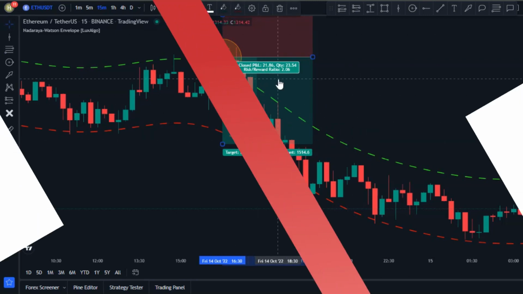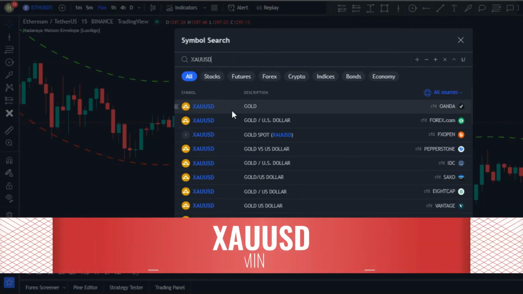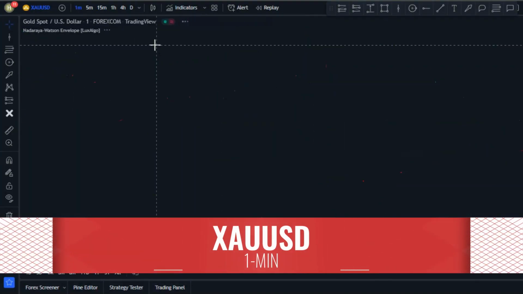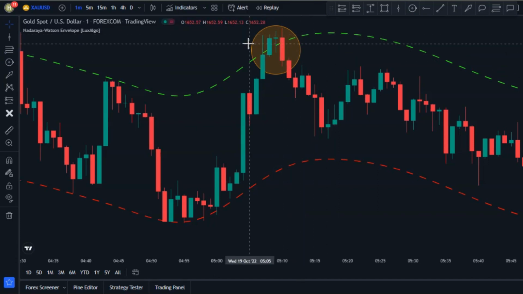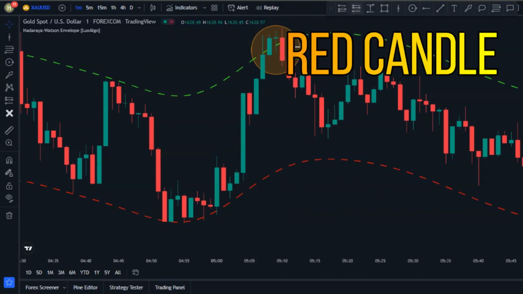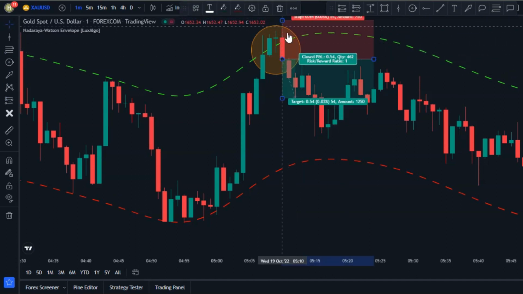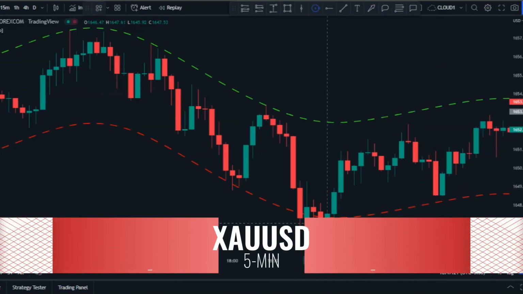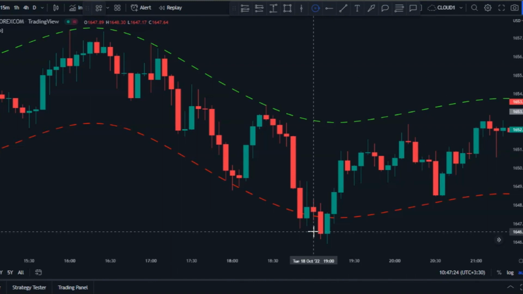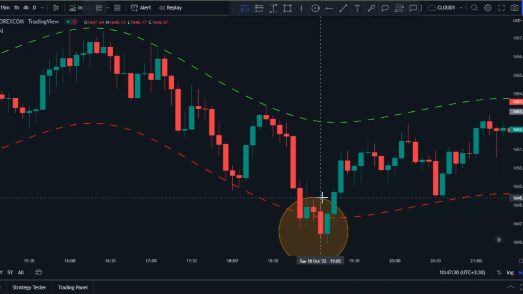Now let's see how this strategy works on different markets. Now I'm going to open a gold 1 minute time frame. There's a sell signal here because we have the price action outside of the upper band, and after that a red candle appeared, so we can place our short order at the close of the trigger candlestick. And this is gold 5 minute time frame. There's a buy signal here because the price action is outside of the lower band and a green candle appeared, so we can open our buy order.